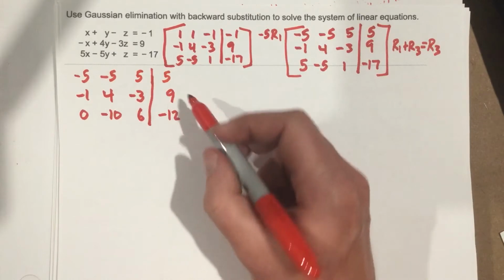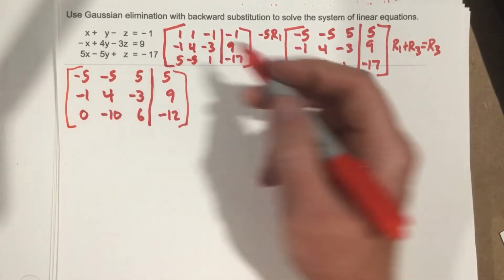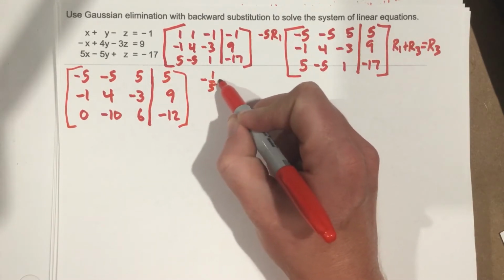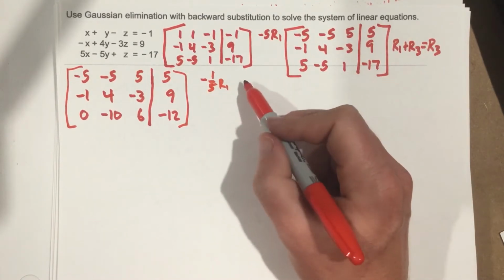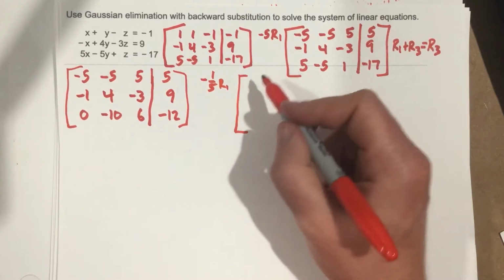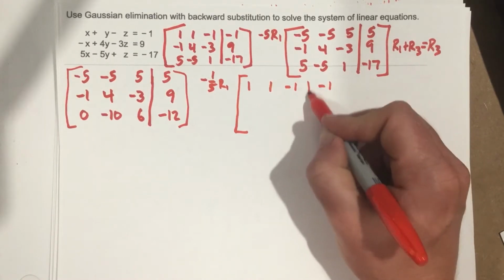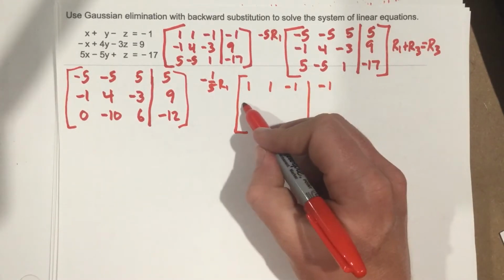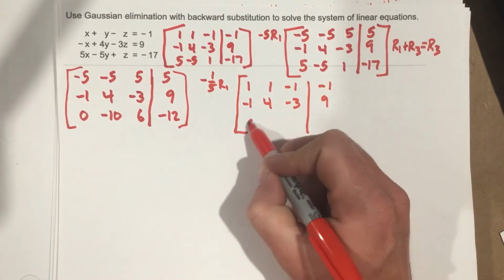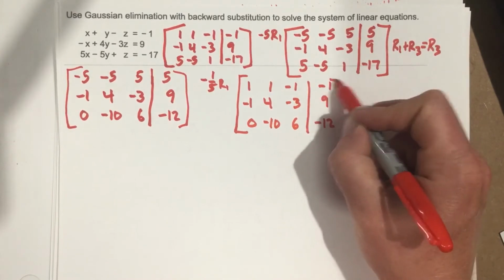Now I'm going to multiply the top then, because I've got to cancel this middle to be 0. I'm going to multiply this by negative 1/5 R1. That's going to give you 1, 1, negative 1, negative 1. Back to the beginning. Negative 1, 4, negative 3, 9, 0, negative 10, 6, negative 12.